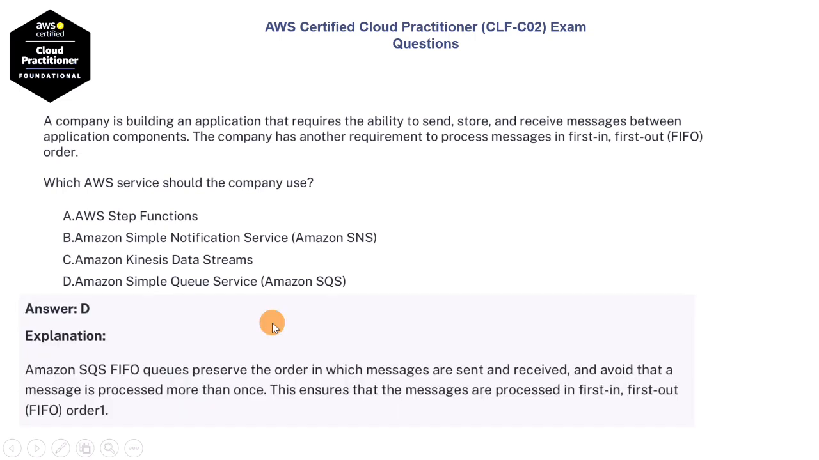The right answer is option D, Amazon SQS first-in, first-out queues. They preserve the order in which messages are sent and received, and avoid a message being processed more than once. This ensures that the messages are processed in first-in, first-out order.